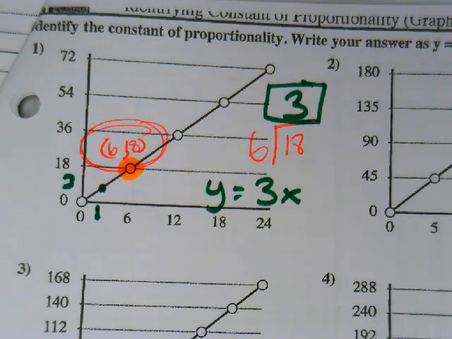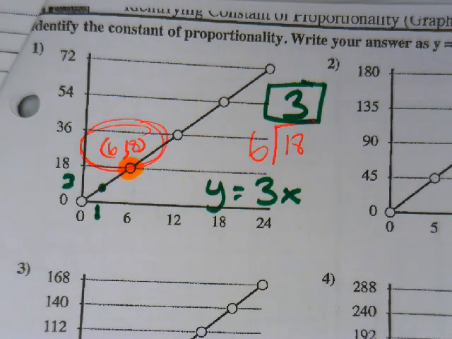Okay, 1, 3. Pretty easy. I have to divide. Now I'm going to introduce you to some very difficult vocabulary. I think you're ready for it. Let's look at the directions. Identify the constant of proportionality. Write your answer as y equals kx. What in the world do they mean by constant of proportionality?